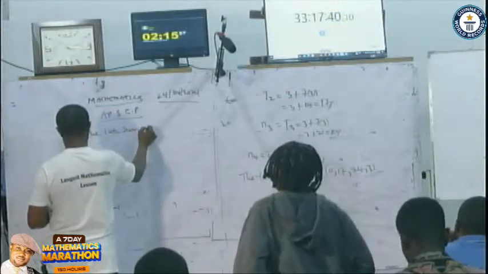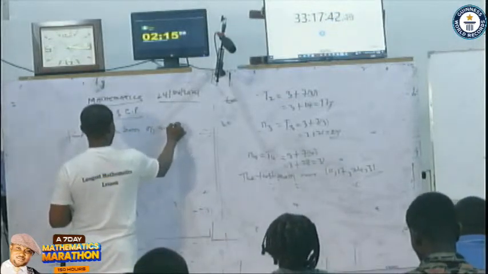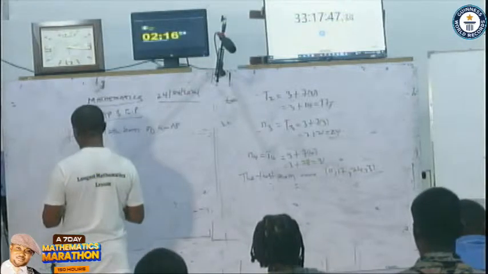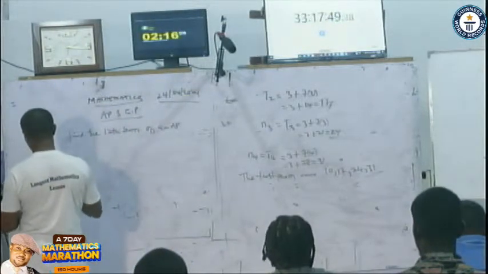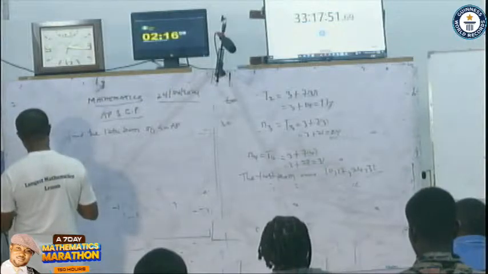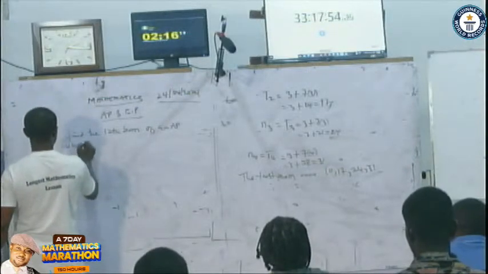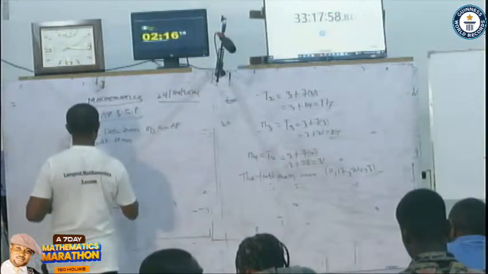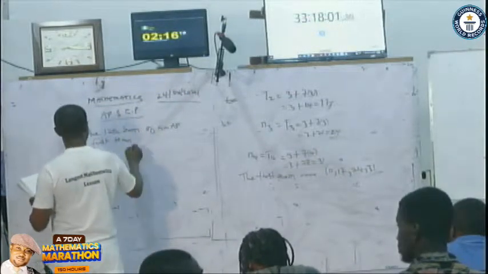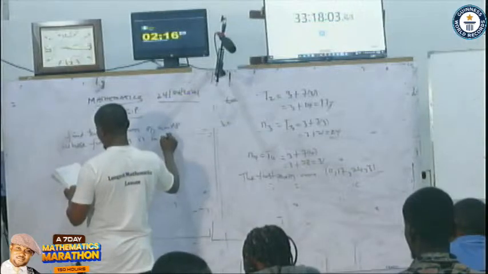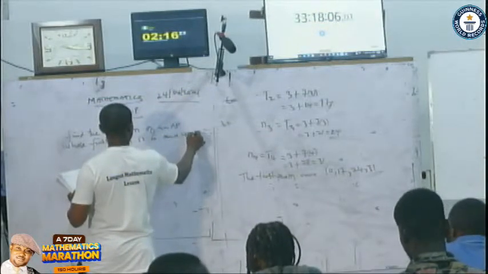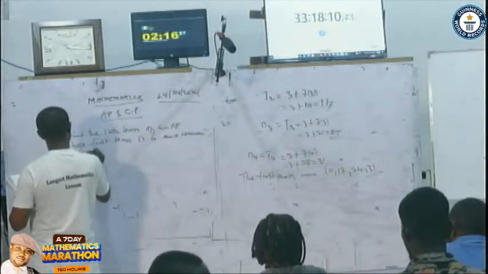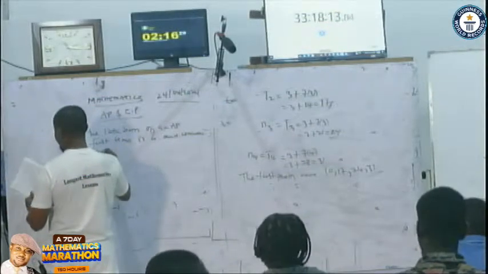Find the 12th term of the AP whose first term is 6 and common difference is 3.